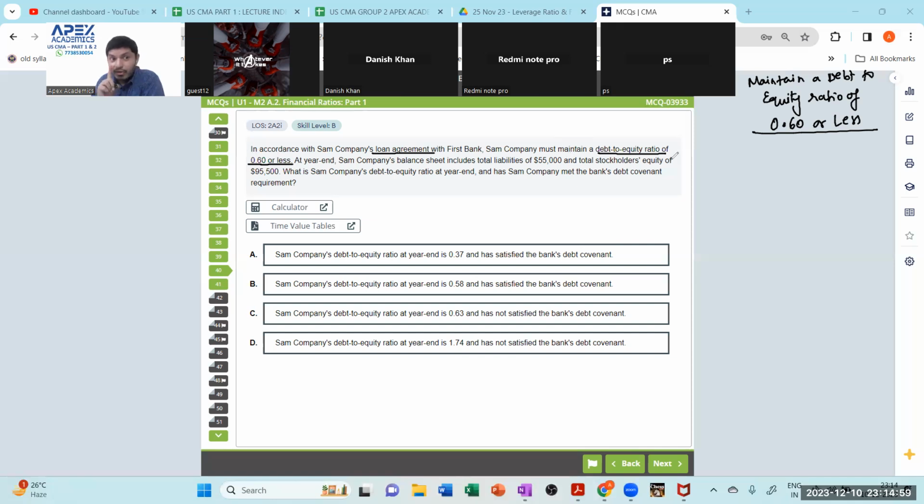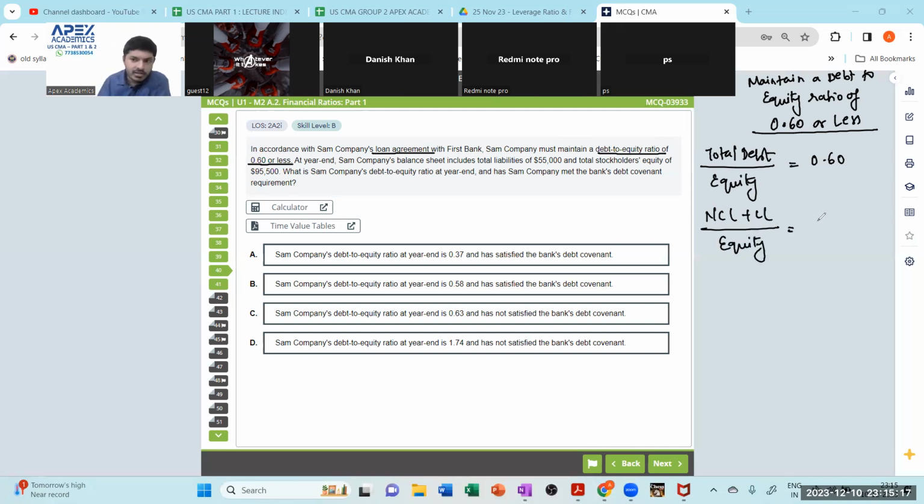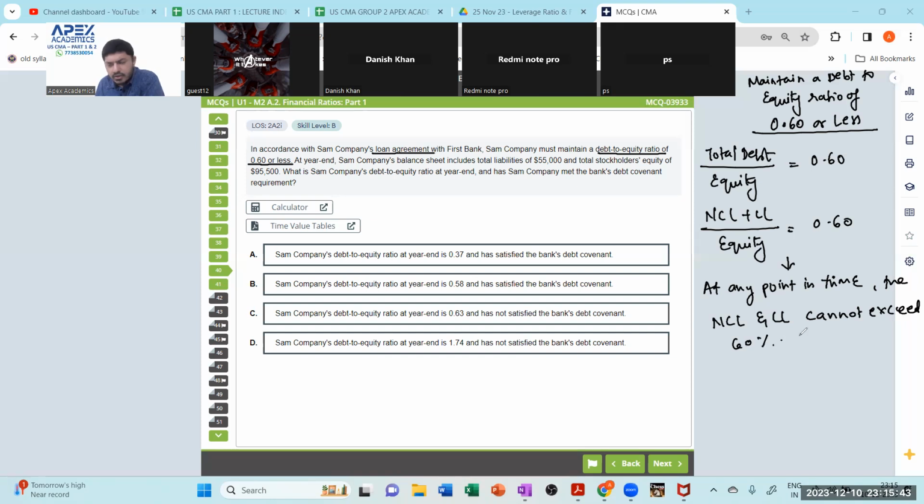It says debt, not long-term debt, meaning total debt upon equity is equal to 0.60. That means non-current liabilities plus current liabilities upon equity will be 0.60. The meaning is that at any point in time, the non-current liabilities and current liabilities cannot exceed 60% of the total equity. Who is saying this? The bank is saying this.